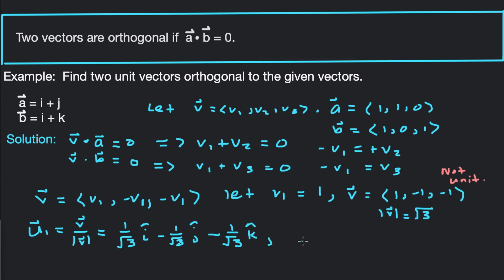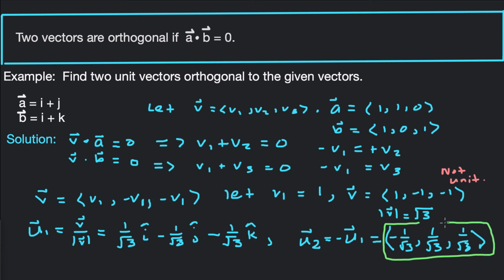The second unit vector, all we've got to do is say u2 is going to equal the negative of u1, because multiplying by a negative sign just changes the direction, not the magnitude. So the second unit vector is going to be negative 1 over root 3, 1 over root 3, and 1 over root 3. I used some different notations here just to familiarize you with all the notations we could come up with, but this is our second unit vector, and here's our first unit vector. And now these two are orthogonal to both of these vectors a and b.